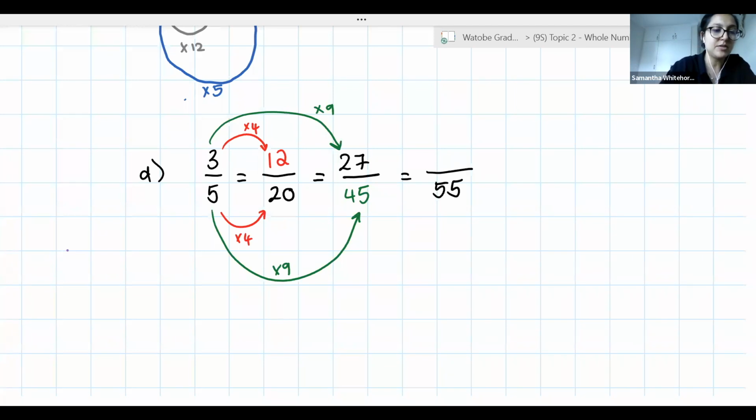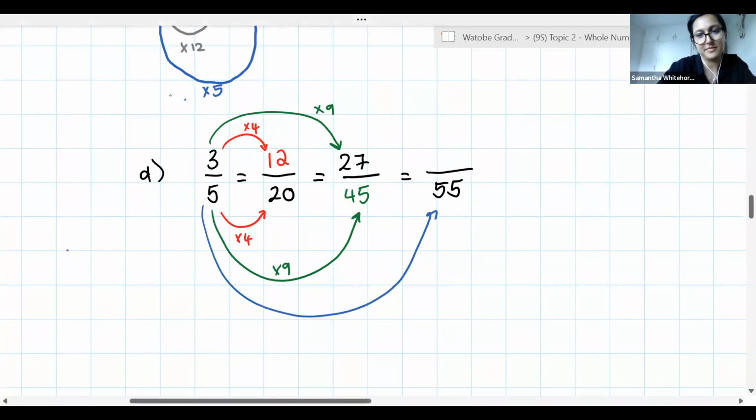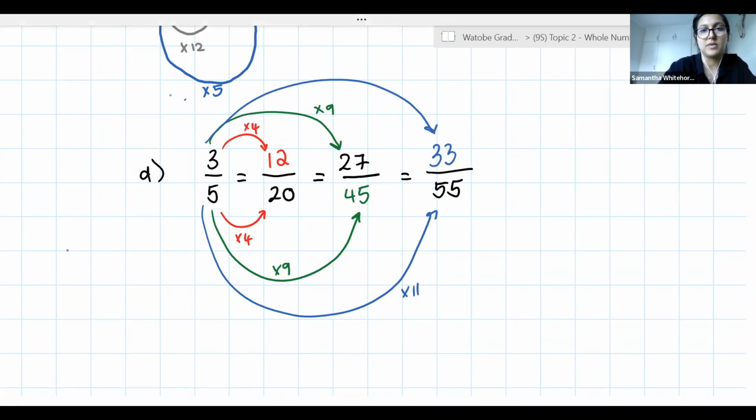Excellent. Tell me the third one. Okay, ma'am. So the last one, you multiply 3 by 11 to get 33. Perfect. Right, so we multiply that by 11. Very nicely done. Okay, so guys, that is essentially what we're doing. We're looking for one number that we can multiply both top and bottom by to make the fractions equivalent to each other, to make the fractions equal each other.